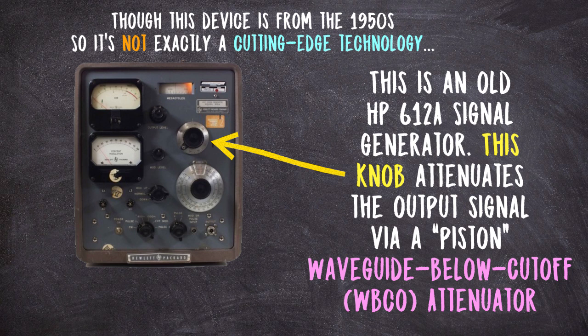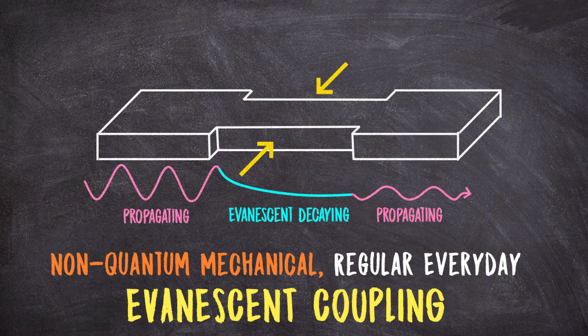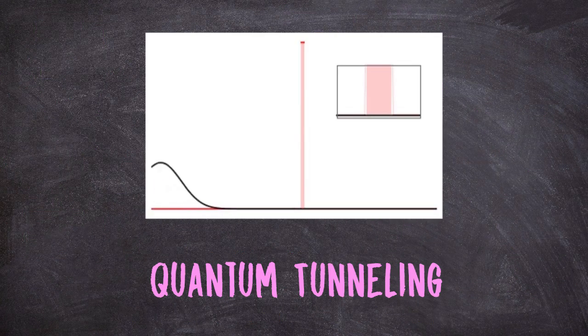So this is something that happens in waveguides for light, waveguides for sound, and so on, and in that context we call it evanescent coupling. But it's also something that can happen to electrons in a solid, where we call it quantum tunneling.